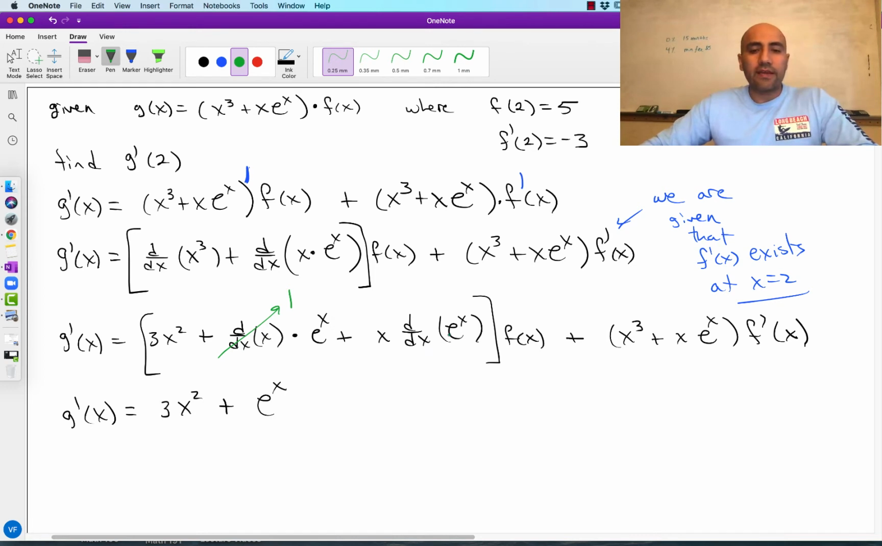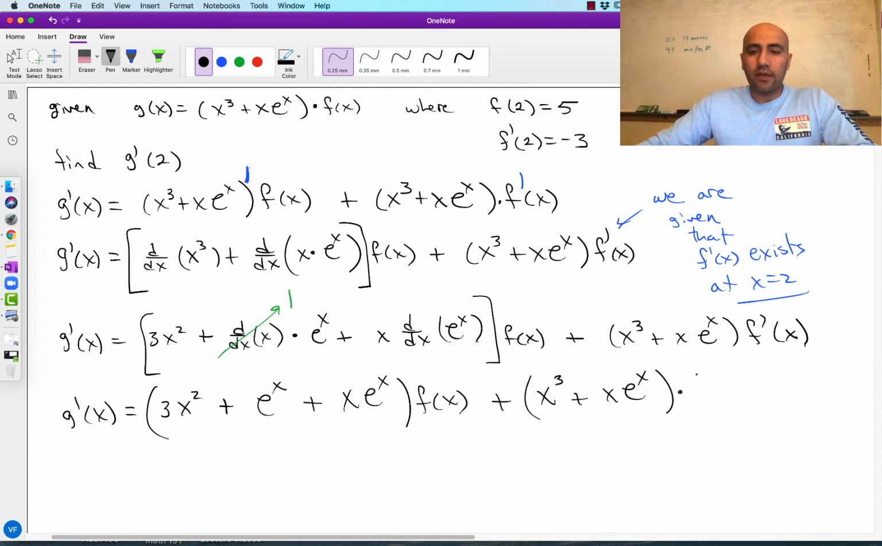And the derivative of e to the x is just e to the x. So we get a plus x e to the x. And then that whole thing gets multiplied by f of x plus, and then just copy that. We get x to the third power plus x e to the x. And the whole thing gets multiplied by f prime of x.